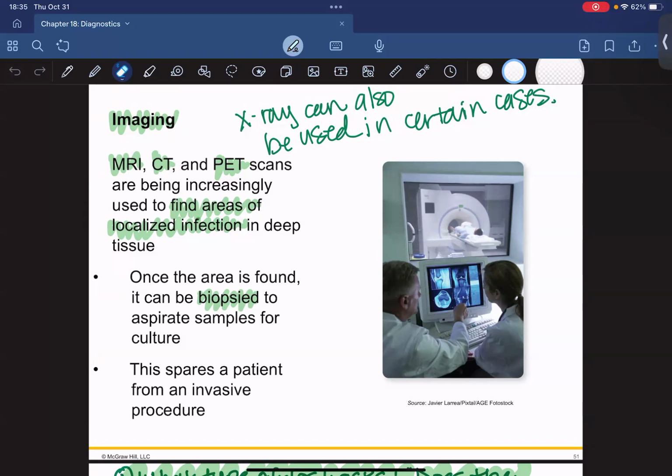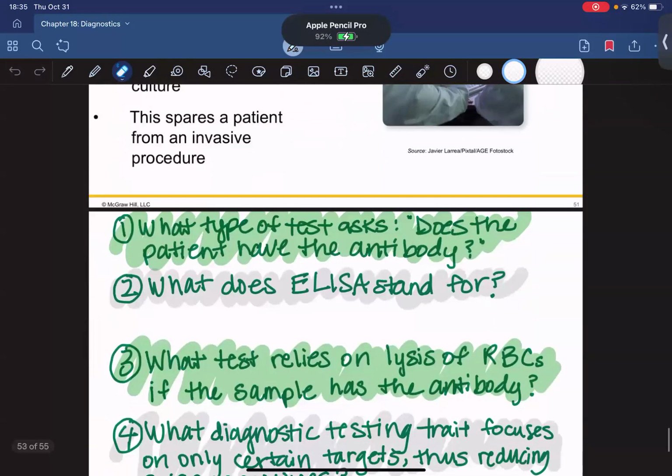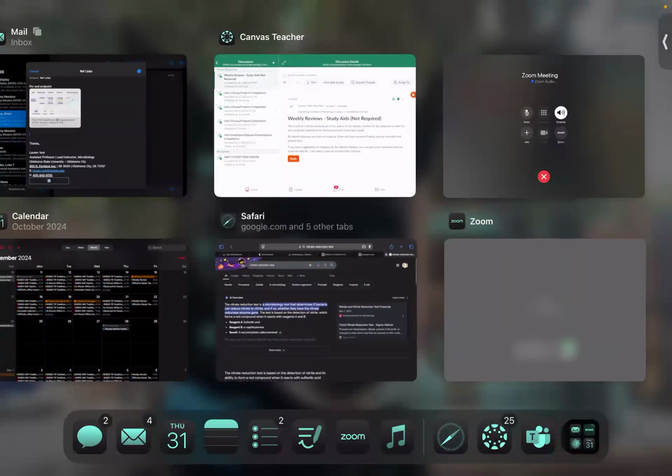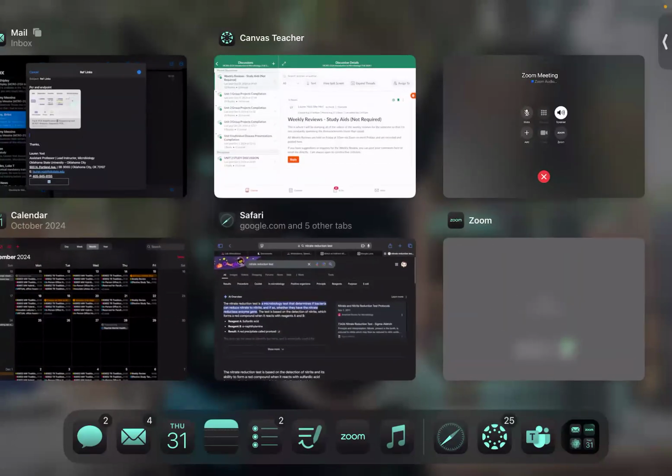Cool? That's it for chapter 18. Let's go up to the lab, guys. Like I said, a lot of it's stuff that you would know anyways.